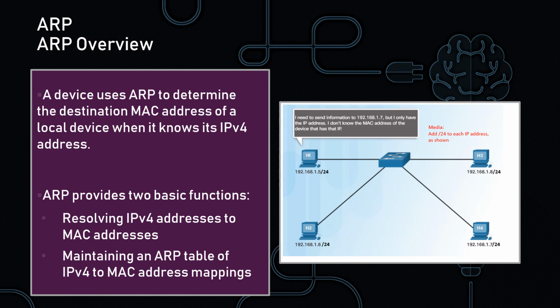So let's take a look at the graphic on the right. /24 is our subnet mask. Host 5 is saying, I need to send information to 192.168.1.7, but I only have the IP address. I don't know the MAC address of the device that has IP number 7. So we've got 5, 6, 7, and 8, but that's because we can kind of see a top-down view. We see it from the point of view of the switch. So how do we communicate that?